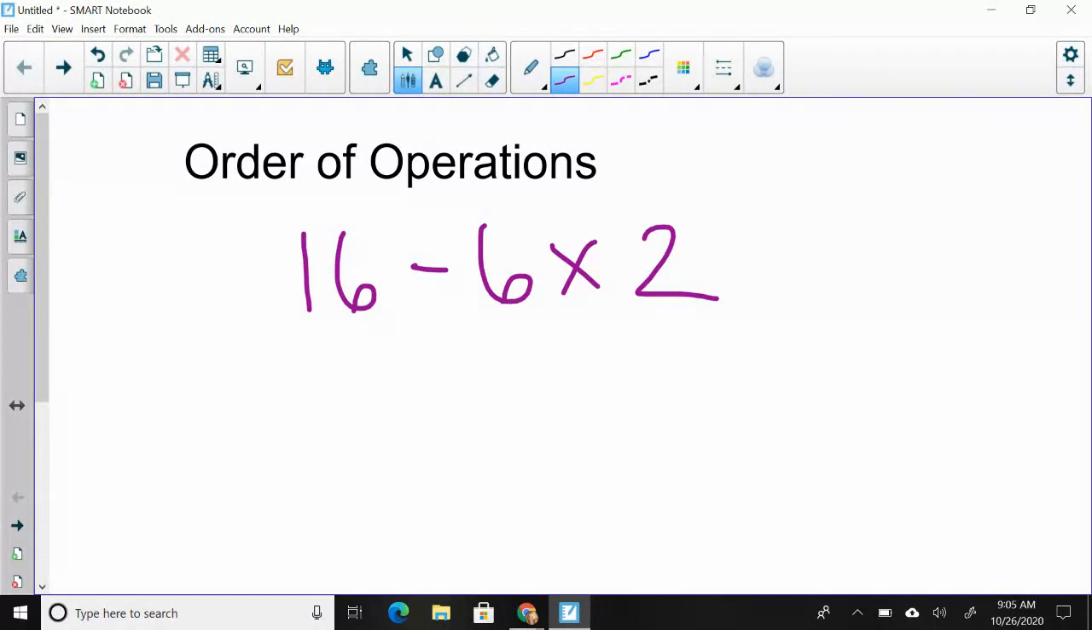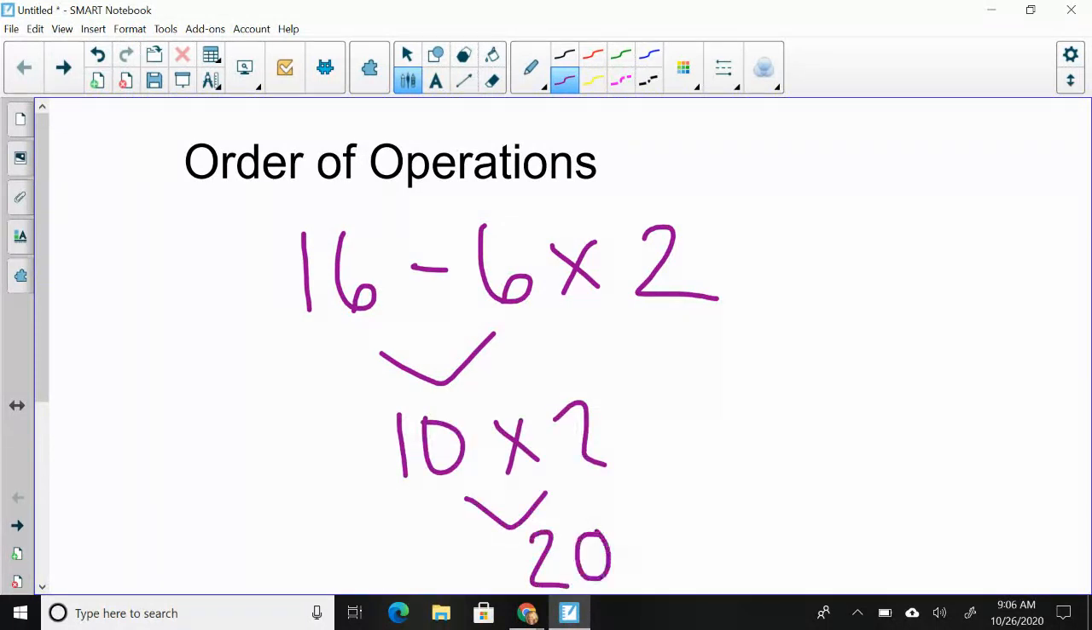Okay, we had 20 as our first answer. If you do the subtraction first, 16 minus 6 is 10, and then 10 times 2 is 20, right? That is incorrect. That is the incorrect way to solve this problem.